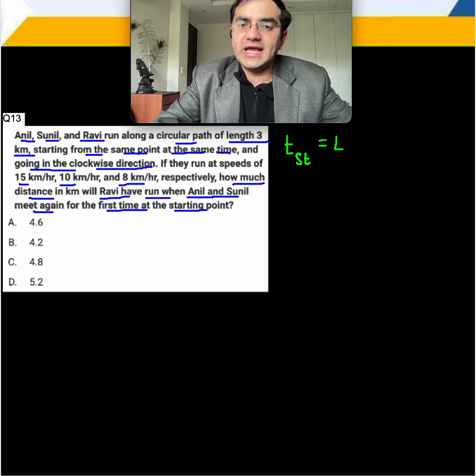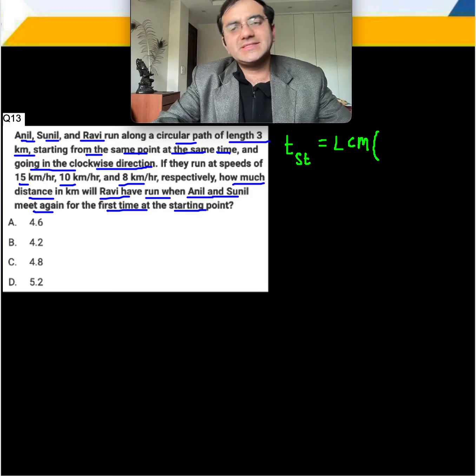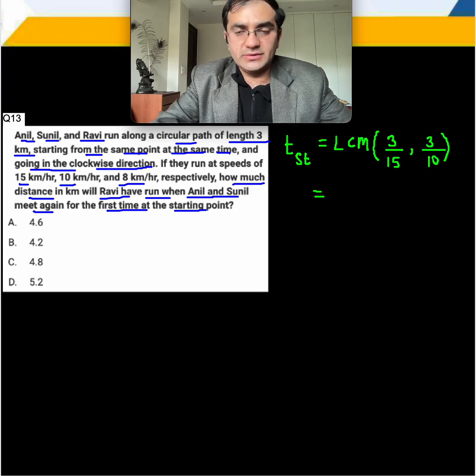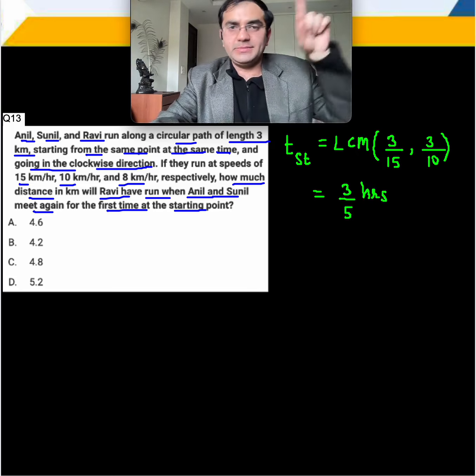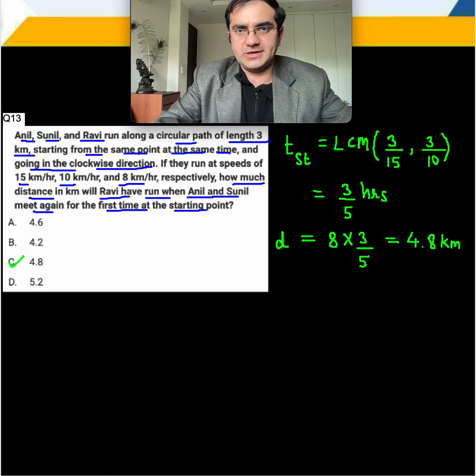It is going to be the LCM of the time taken by each of them to complete one round. Time taken to complete one round is distance upon speed. Distance 3, speed 15 for A, and distance 3, speed 10 for S. Okay? LCM of fractions is LCM of the numerators, 3, upon HCF of denominators, that's 15 and 10, ka HCF is 5. So after 3 upon 5 hours, these two people are going to meet again at the starting point for the first time, and it is asking, in this time duration, R has run how much distance? Distance is speed into time, 8 into 3 upon 5, that is 4.8 kilometers, and that is your answer, C part. Straightforward, direct question.